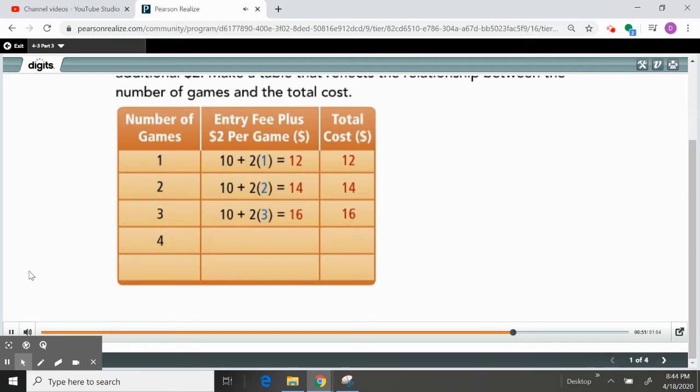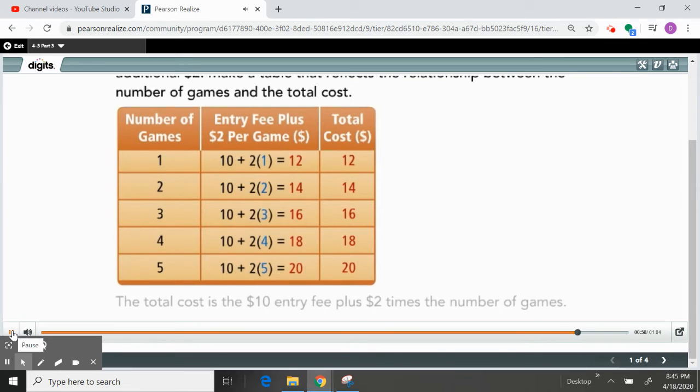The total cost of playing 4 games is $18. The total cost of playing 5 games is $20. The total cost is the $10 entry fee plus $2 times the number of games.